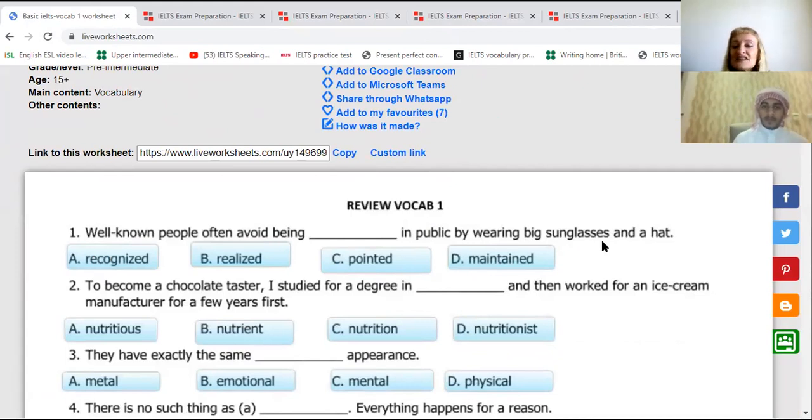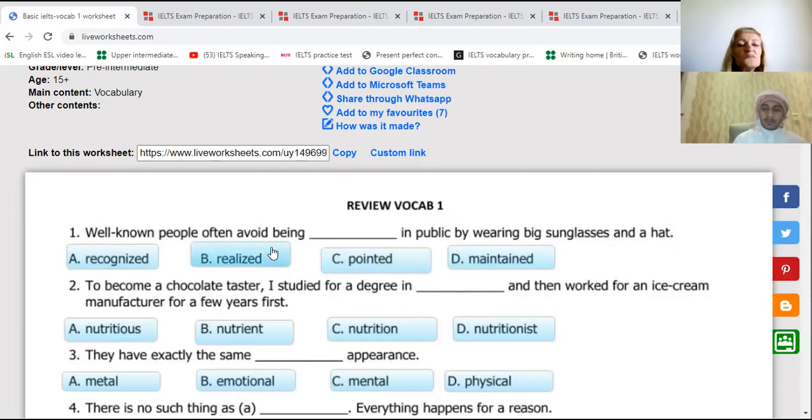Ah, yes, Nadala Shams, and a hat, okay. So now let's think which word fits in. I'll read it to you and you can choose one. Well-known people often avoid being recognized in public by wearing big sunglasses and a hat.